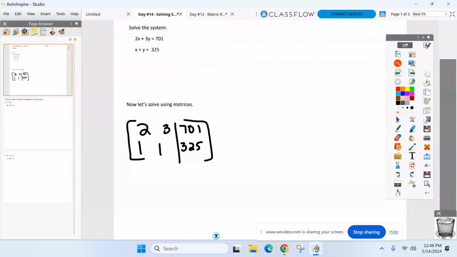Okay, let me show you the goal first. I need to show you where I need you to be at the end of this. I need a matrix at the end that looks like this, and I'll tell you why. Ready? In this order, too, we have to do this.